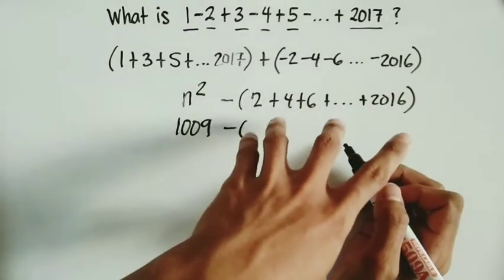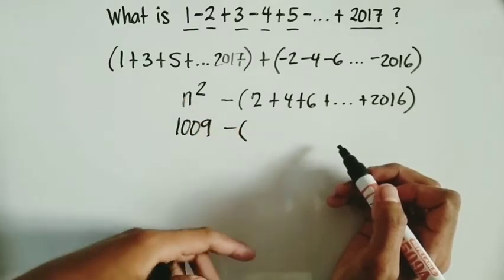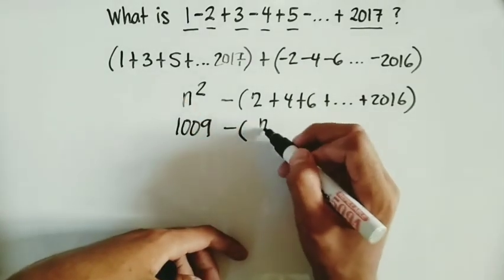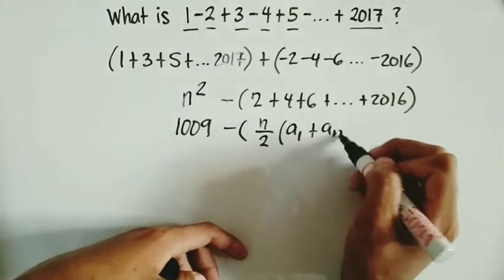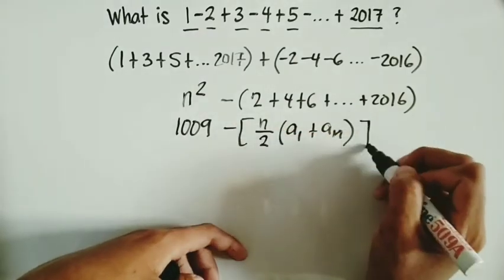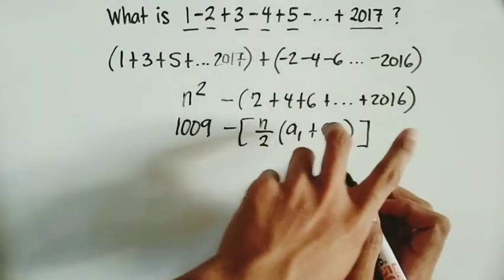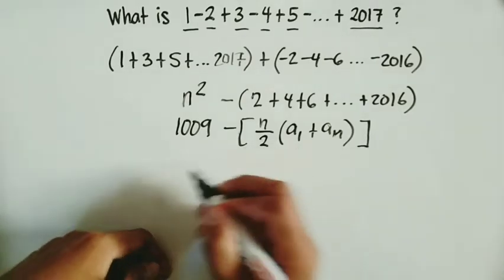So, paano ba natin makuha tong sum ng arithmetic sequence? Di ba meron tayong dalawang version? And ang gagamitin nating version is yung n over 2 times a sub 1 plus a sub n. Ano tong n, a sub 1 and a sub n? N is the number of terms, a sub 1 is first term, a sub n is last term.